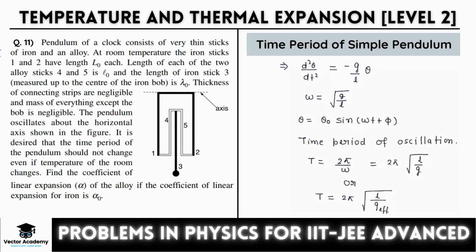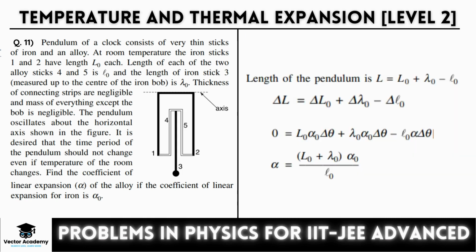Time period of simple pendulum. Time period of simple pendulum is given by T equals 2π under root length L of pendulum divided by gravity g. Clearly, time period of simple pendulum depends on length L of pendulum. In order to keep the time period of simple pendulum constant, change in length L of pendulum should be 0.